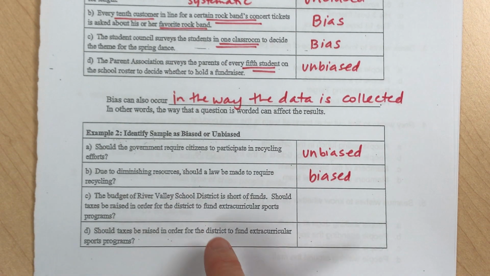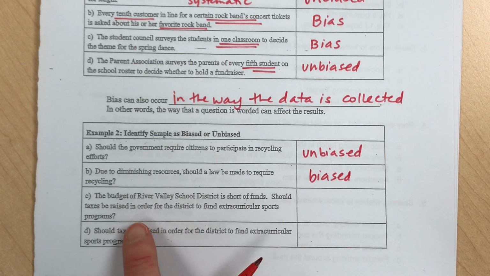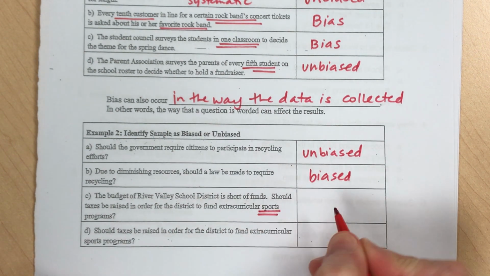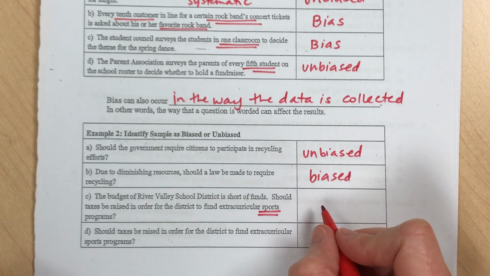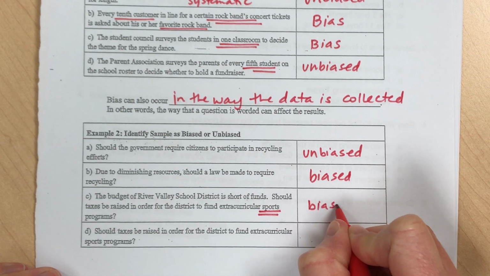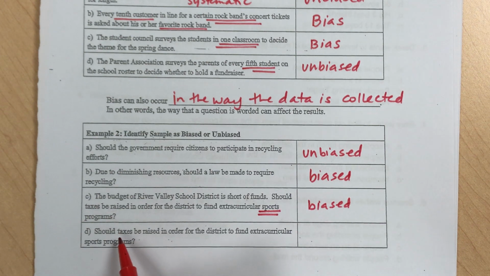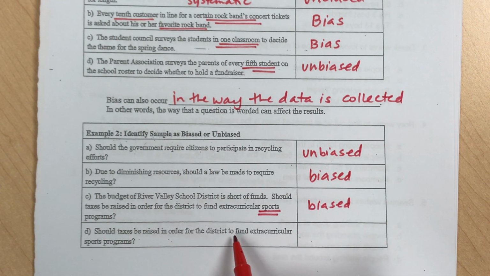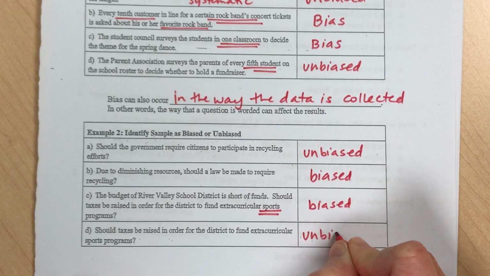Letter C, the budget of River Valley School District is short on funds. Should taxes be raised in order for the district to fund extracurricular sport programs? Well, if we say sport programs, I think this would be biased. They're short on funds. Should we do this for specifically sport programs? I think that would be kind of a biased way. And then the next question here, letter D, should taxes be raised in order for the district to fund extracurricular sport programs? I think this would be a better way of asking that question.